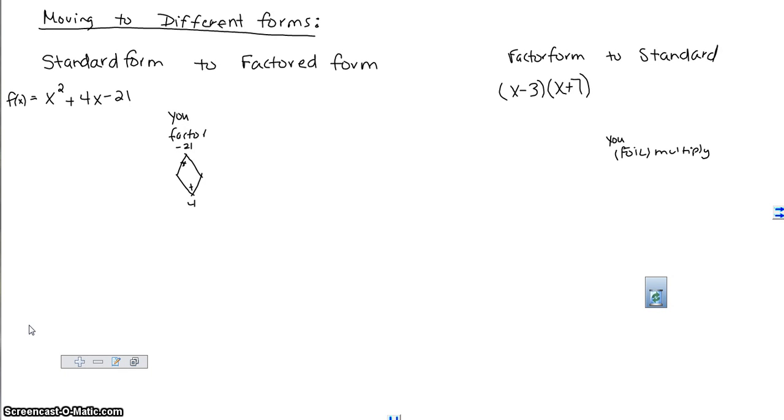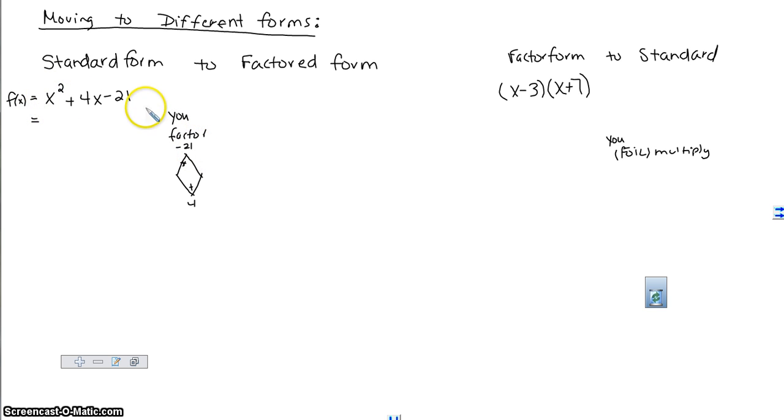Okay, we're going to look at moving across different forms. So the first one is standard to factored. We've already been practicing this a lot. If you want to go from standard to factored, you obviously need to factor, whichever particular method that would be: a diamond, a GCF, rainbow, what have you. If we were going to do that, this one would be a diamond.